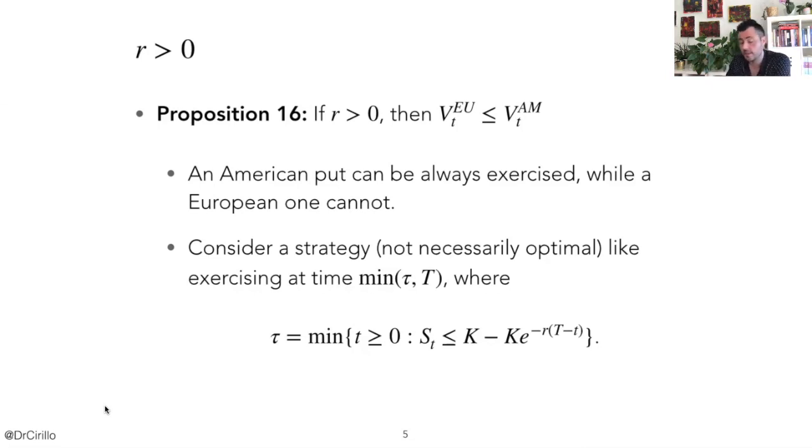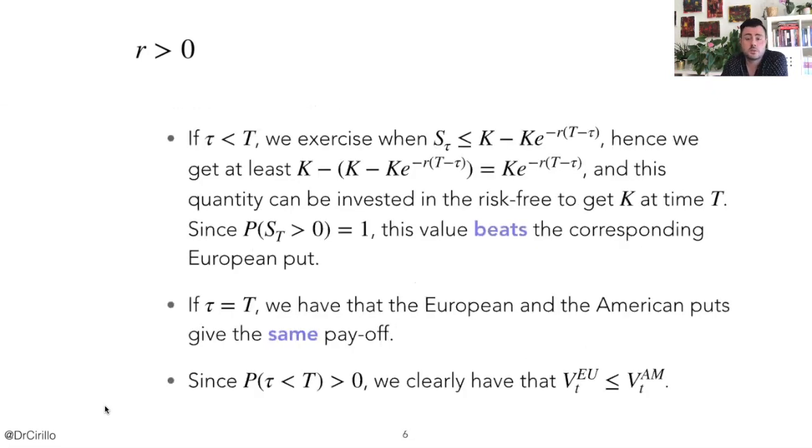Now, what happens? We can distinguish two scenarios. We can distinguish the situation in which, for example, tau is strictly smaller than capital T. If this is the case, it means that at time tau the price process is S_tau, and since tau is the tau we have defined in the previous slide, S_tau needs to be smaller than or equal to K minus K discounted at time tau. Now, if we exercise at time tau, what we get is the payoff of our American put, which is (K minus S_tau)^+.